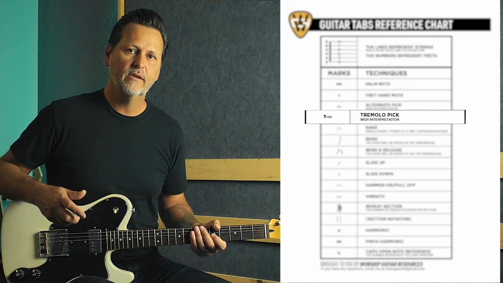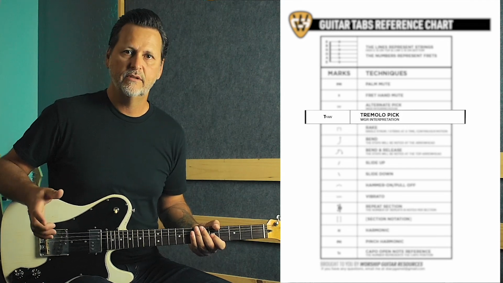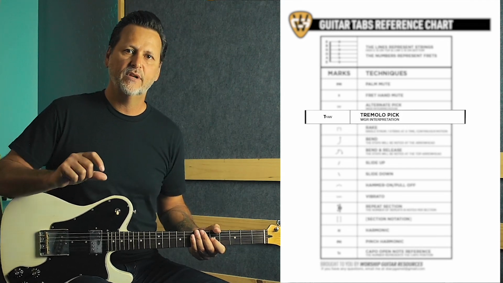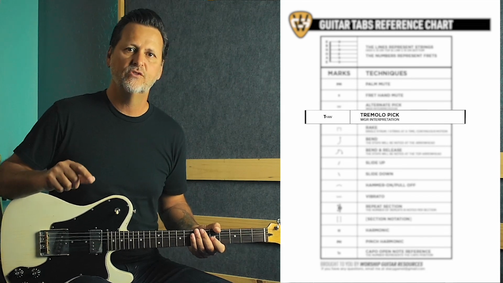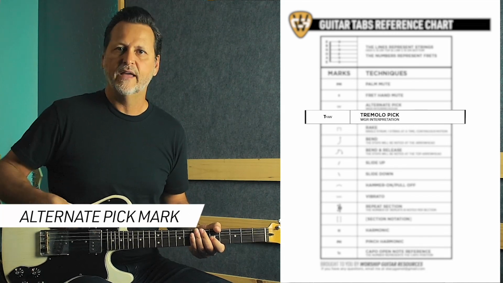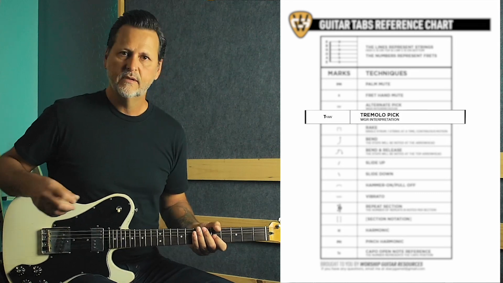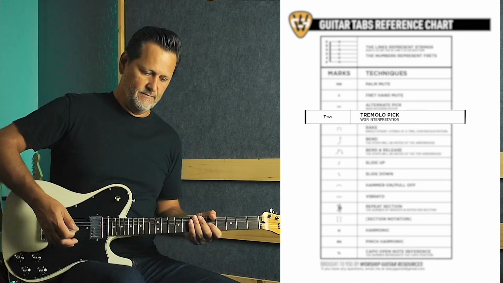Next we have tremolo picking, which is similar to alternate picking. What I did is I put a capital T with a hyphen and then the tremolo pick mark. And that just represents tremolo picking. And tremolo picking is something like this.